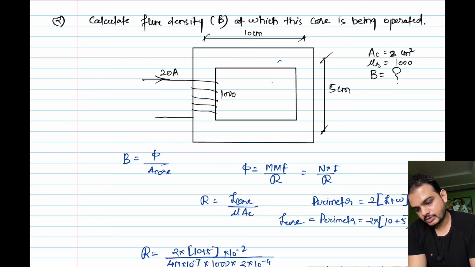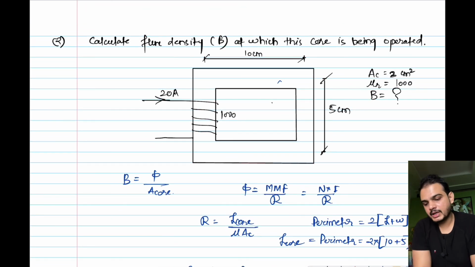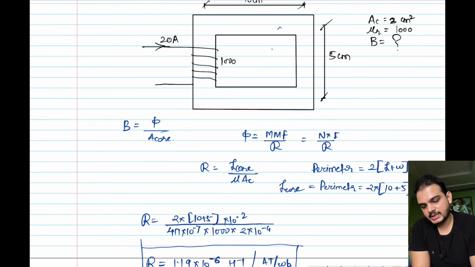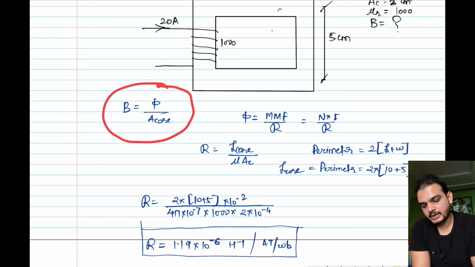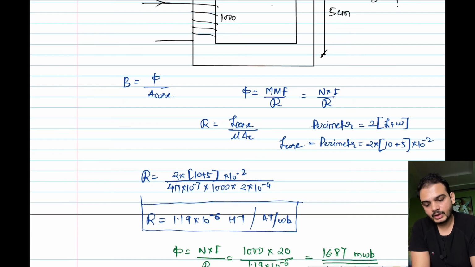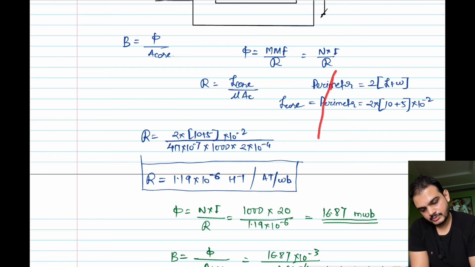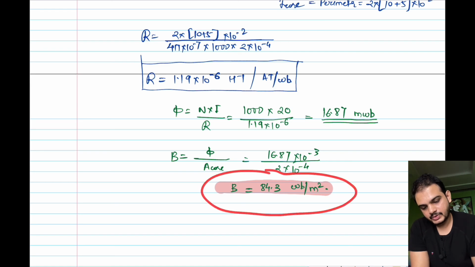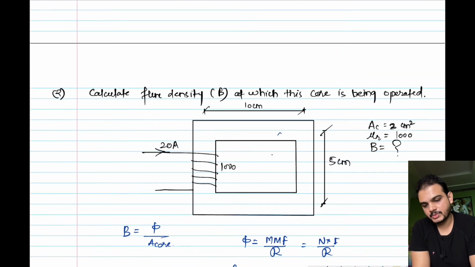So listen again. In this numerical we needed to calculate flux density B. Flux density B is nothing but flux upon area of core. In this, flux is not given, so first we calculated flux with the help of the mmf by reluctance formula. But reluctance was also not given. First we calculated reluctance, then from the reluctance value we calculated flux, then from the flux value we calculated the flux density. This is the final answer of this numerical.